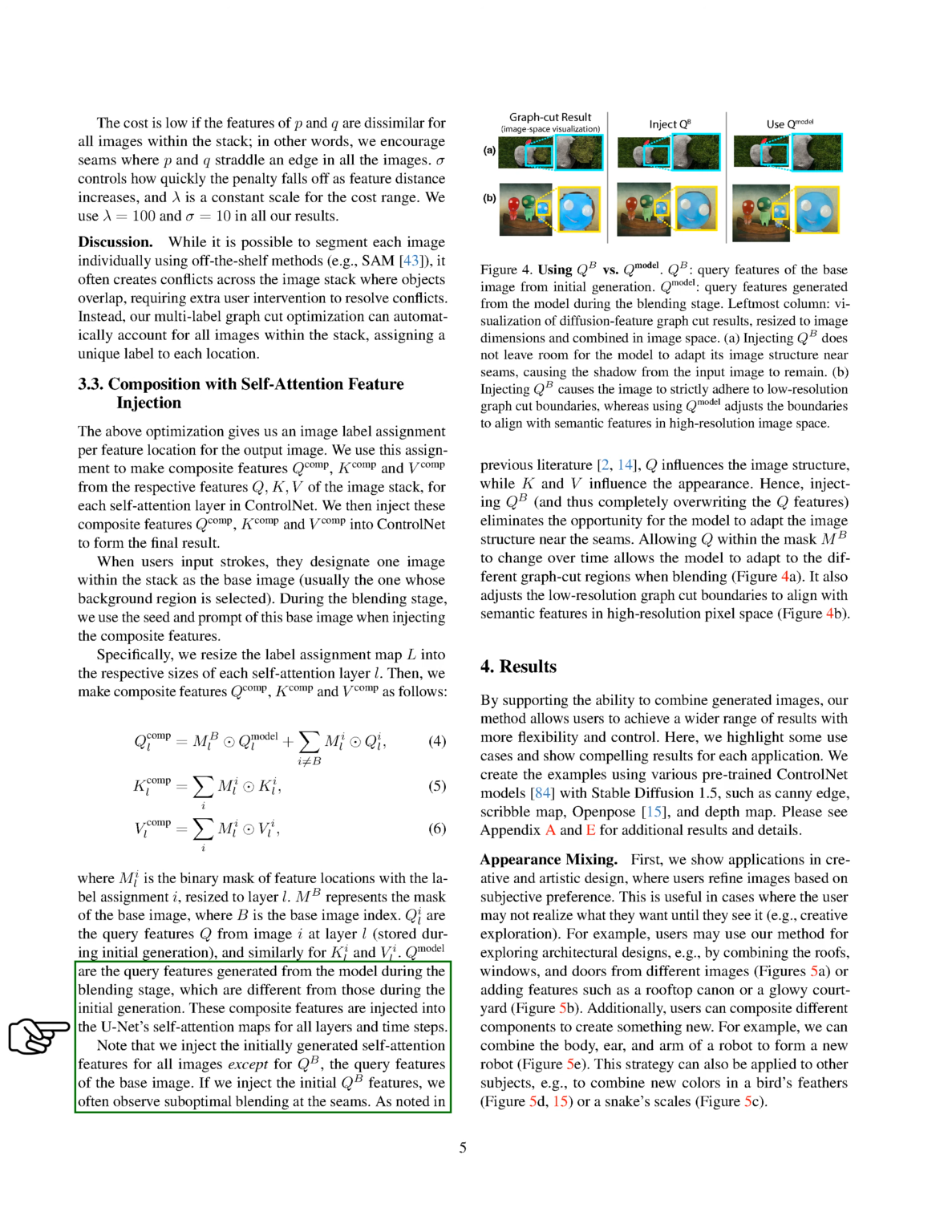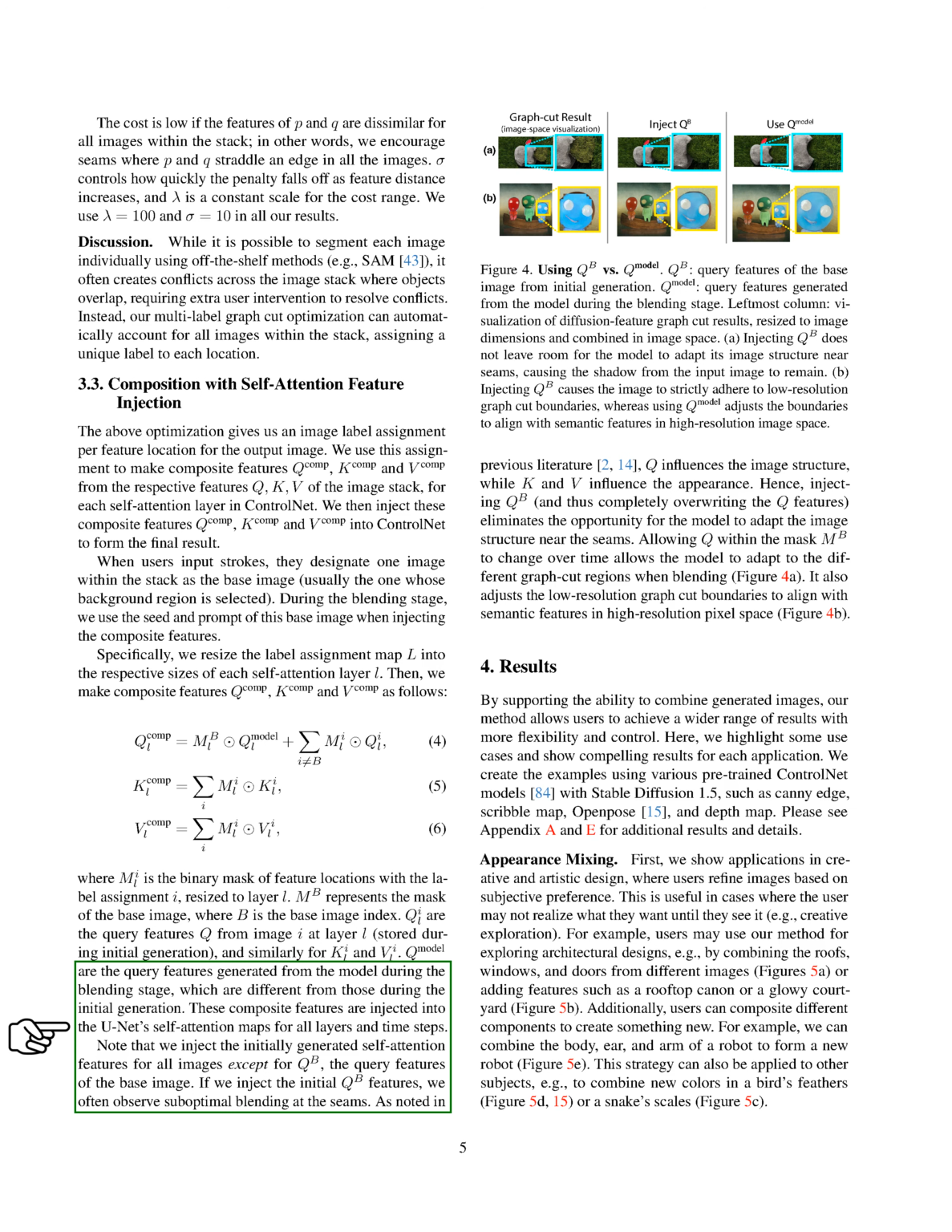In this section, we describe how we optimize image label assignments for each feature location in the output image. We use these assignments to create composite features, specifically query, key, and value features, from the original features of the image stack for each self-attention layer in ControlNet. We then inject these composite features into ControlNet to produce the final output.